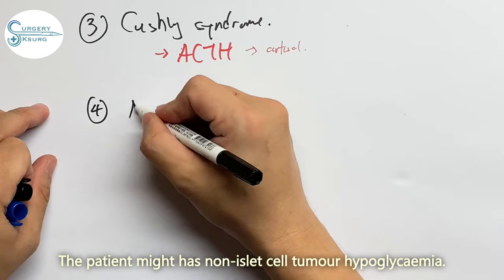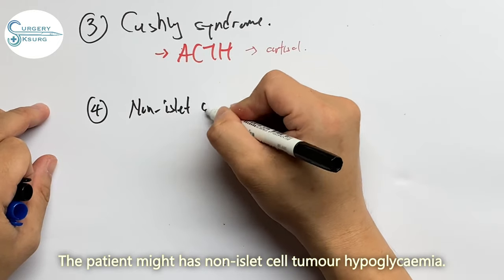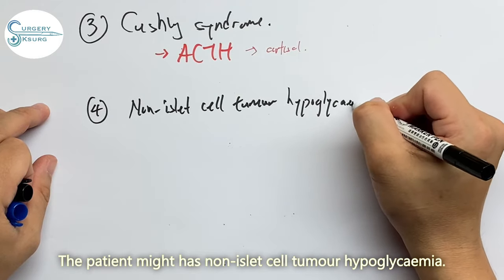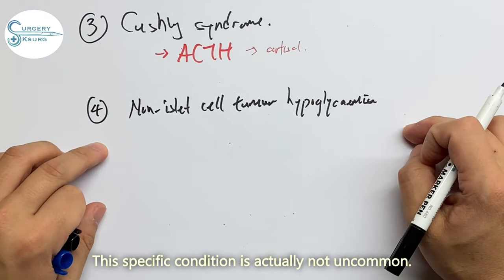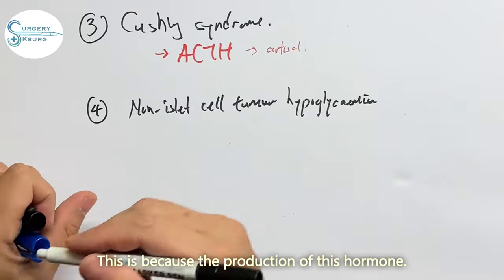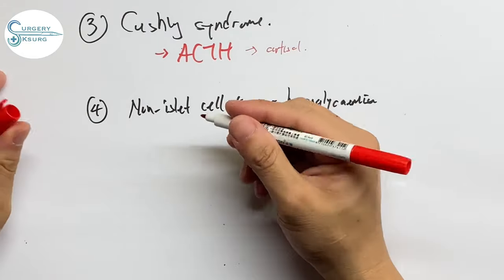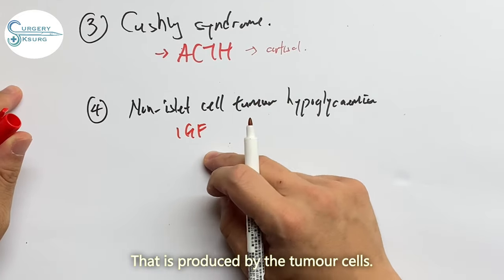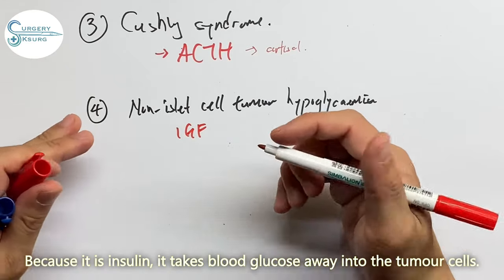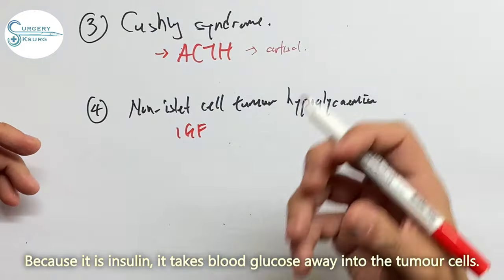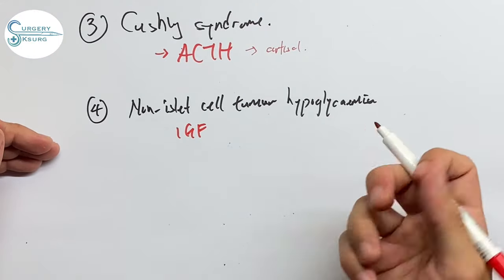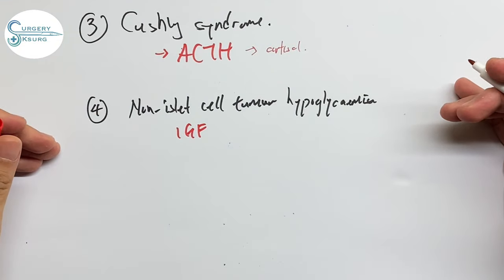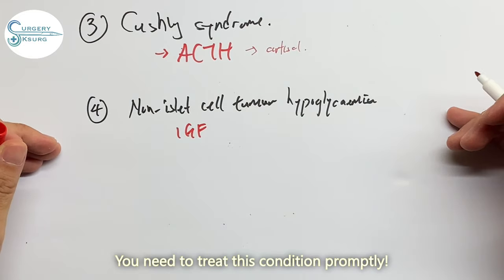Alright, so the fourth one, the patient will have what we call non-islet cell tumor hypoglycemia. This specific condition actually is not uncommon. It's because of the production of this hormone called IGF, insulin-like growth factor, that is produced by the tumor cells. Because this is insulin-like, it takes the blood glucose away into the tumor cells, and this is the one that causes the patient to have hypoglycemia. You need to treat this condition promptly.